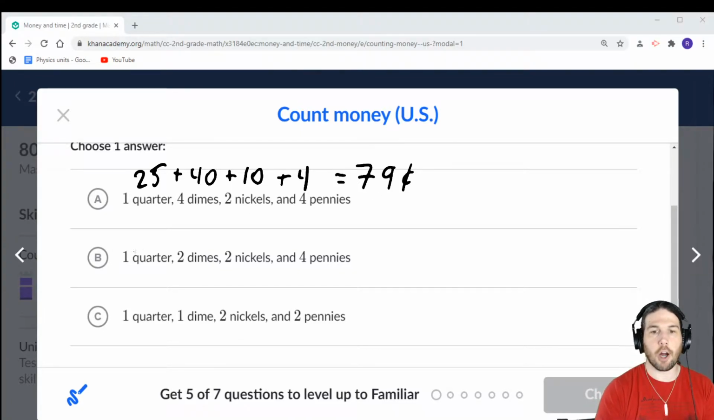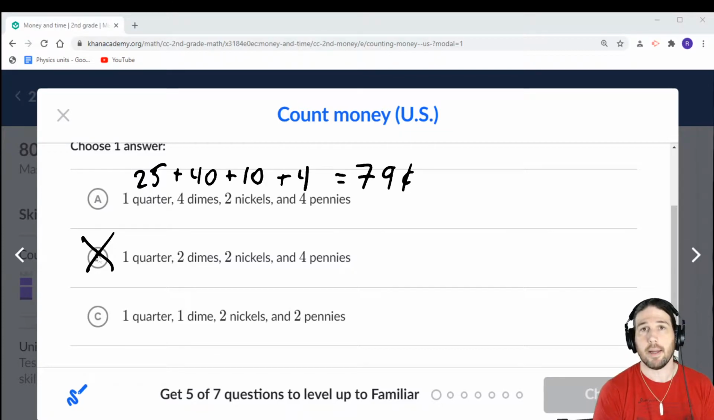I can tell automatically that B is wrong. And actually, could you take a look at this? Can you tell me why? Not tell me, but think about why. Why do I know immediately that B is wrong? It's because B and A are exactly the same, but B has fewer dimes. So obviously this isn't going to make 79 cents.